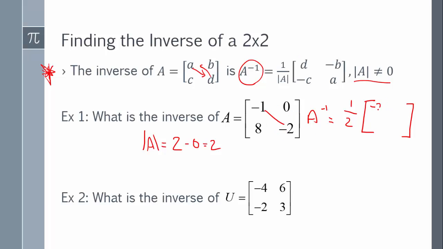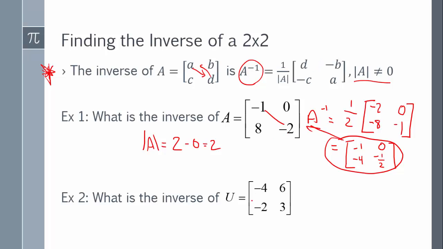The -1 and the -2 flip-flop, and then the 0 and the 8 change signs. Now, we don't change the sign of 0 because 0 doesn't have a sign. To finish, we multiply all these numbers by 1/2. So I see -1. Half of 0 is still 0. Half of -8 is -4. And half of -1 is -1/2. So this matrix here is the inverse of A. If you wanted to check it, you could multiply these two together and you would get the identity.